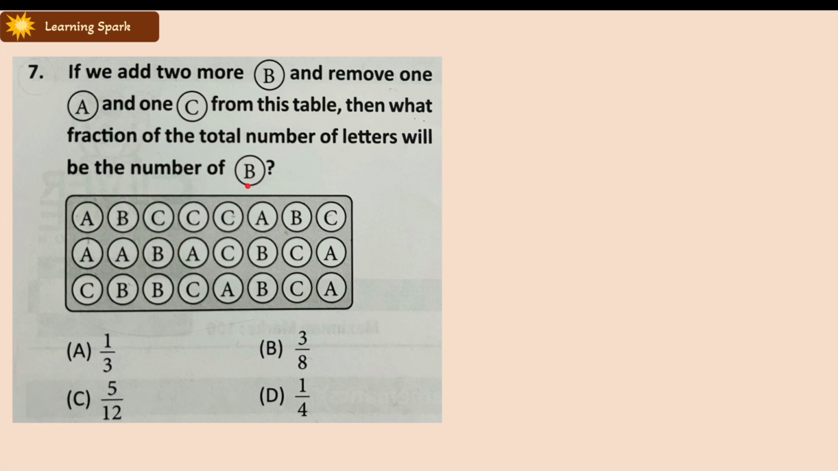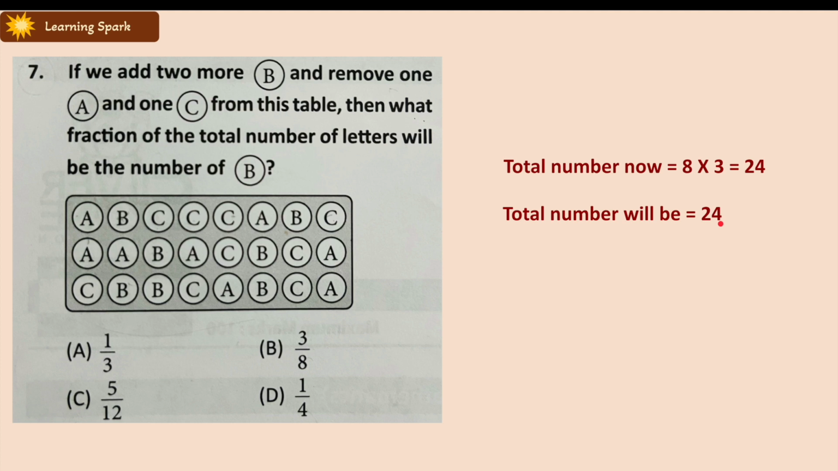Okay, so let's first calculate how many letters are there. 1 2 3 4 5 6 7 8, 8 letters per row, and there are 3 rows, so 8 into 3 equal to 24 letters are there. And after we remove one A and one C and we add two more B's, how many letters will be there on the board? We are basically removing 2 and adding 2, so the 24 is not changing. The total number of letters is still 24.